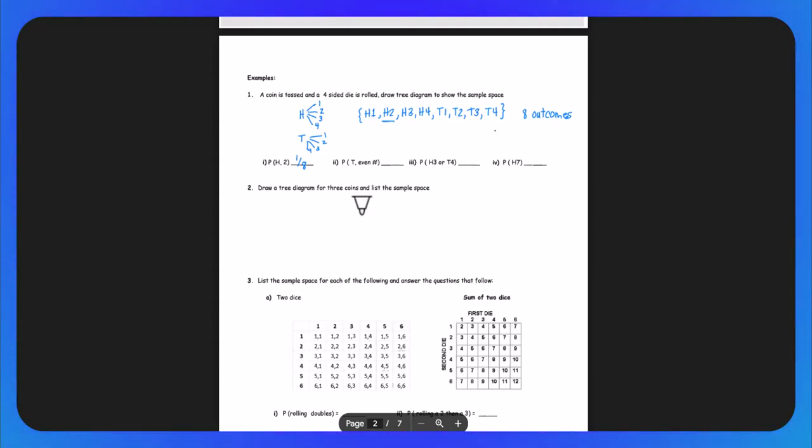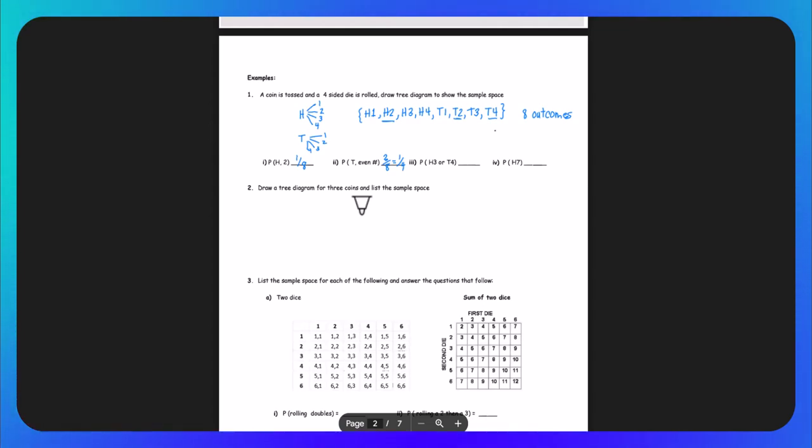The next one is the probability of T with an even number. Well, there are 4 T's, but there's only 2 that have even numbers. That's T2 and T4. So there are 2 events that have the T and an even number out of the 8, or in other words, 1 over 4.